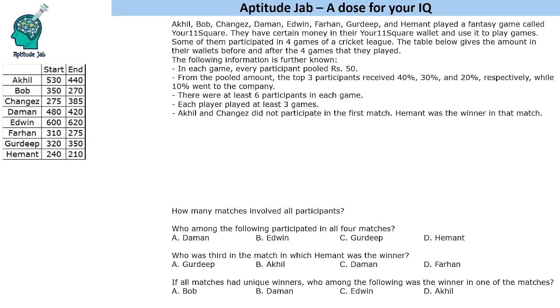This set says that there are 8 people. They played a fantasy game called Your 11 Square. They have certain money in their Your 11 Square wallet and use it to play games. Some of them participated in 4 games of a cricket league. The table gives the amount in their wallets before and after the 4 games that they played.